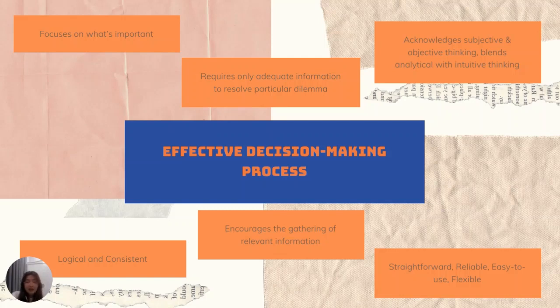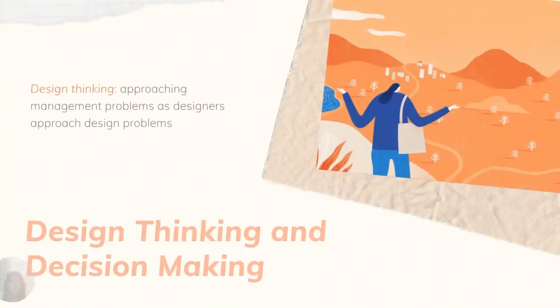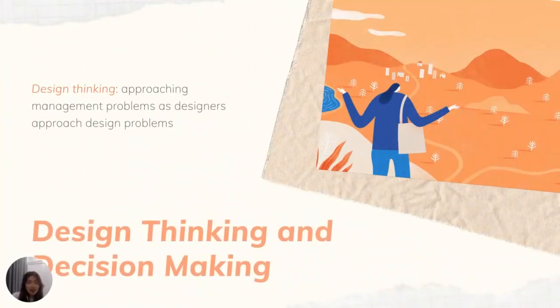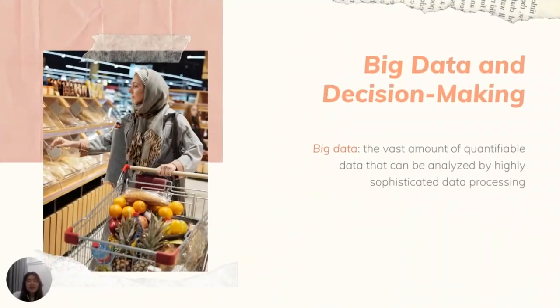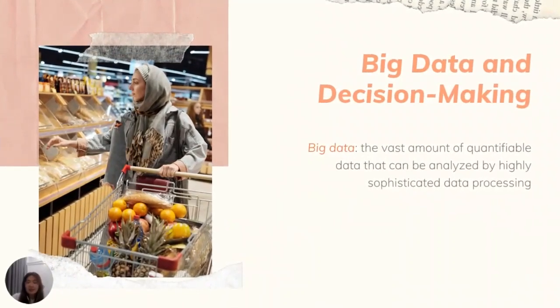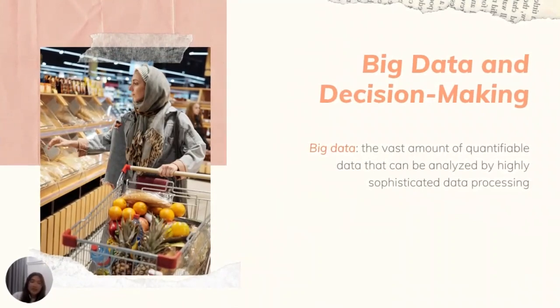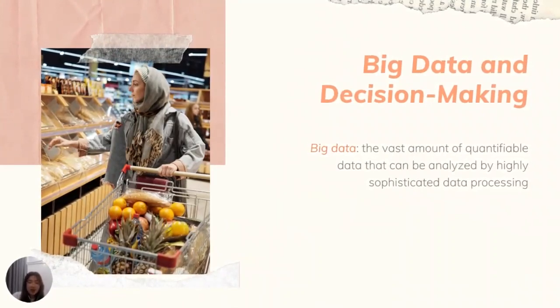So, what elements affect decision making? The first one must be design thinking. Design thinking is somewhat like approaching management problems as designers approach design problems. Also, another element affecting decision making is big data. Big data is the vast amount of quantifiable data that can be analyzed by highly sophisticated processes.